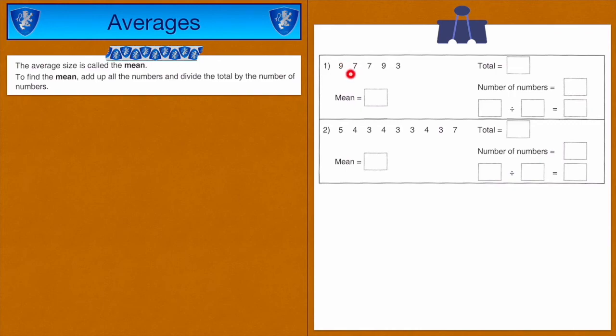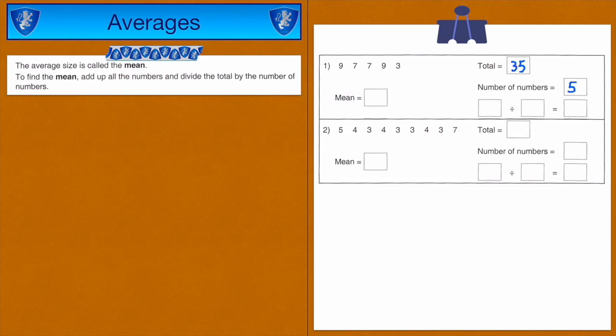So what you do is you add up the numbers we've given. So 9, 7, 7, 9, 3. So if we add them up, we've got 9, 16, 23, 32, 35. So we write 35 for our total. And then number of numbers means you just actually count them. So you go 1, 2, 3, 4, 5. I've got 5 numbers. So the number of numbers is 5.